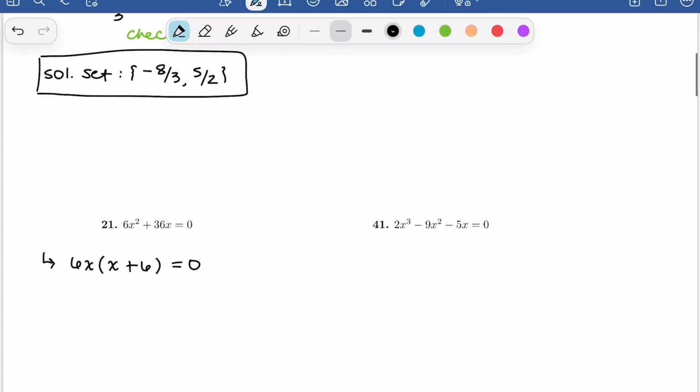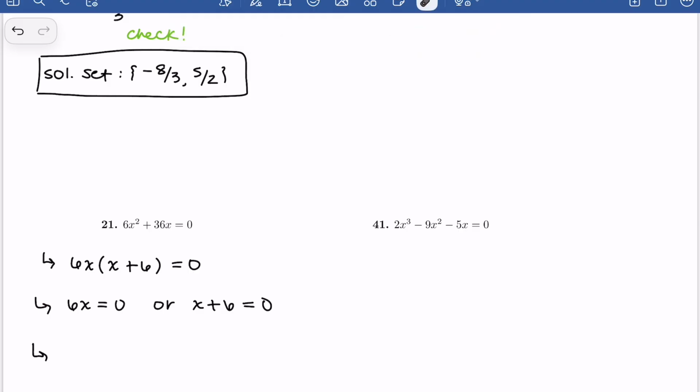Now what I want to do is apply our zero factor property. Notice we have the product of two things, 6x and x plus 6, and this product gives me 0. So the zero factor property then says 6x must be equal to 0, or our other factor, x plus 6, must be equal to 0. So we're going to solve for x for both of these equations. In this case, I want to completely isolate x here, so I'm going to undo this multiplication by 6 by dividing both sides by 6 here.